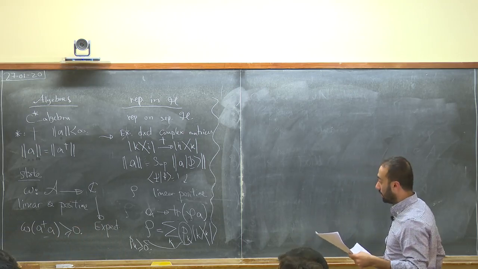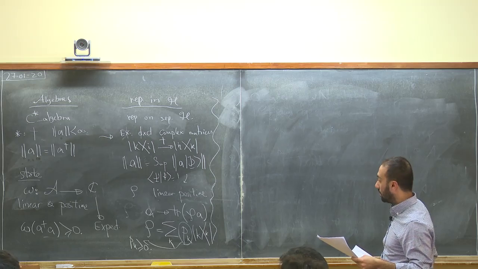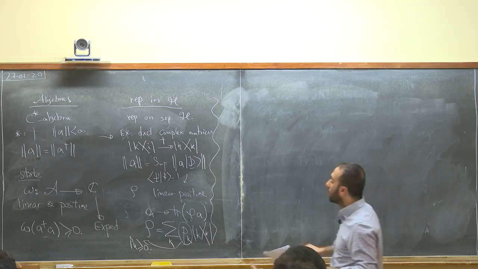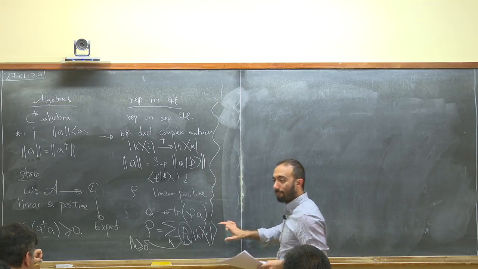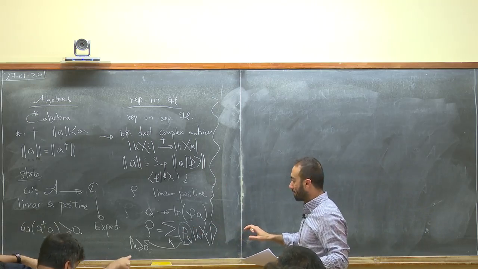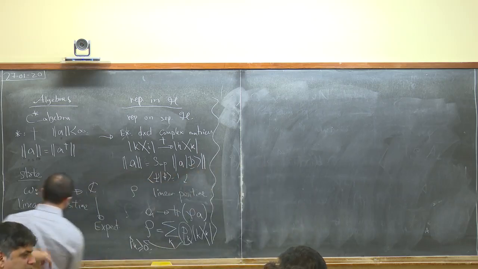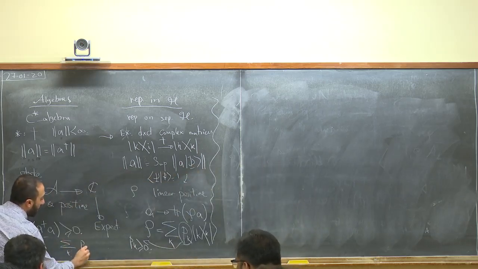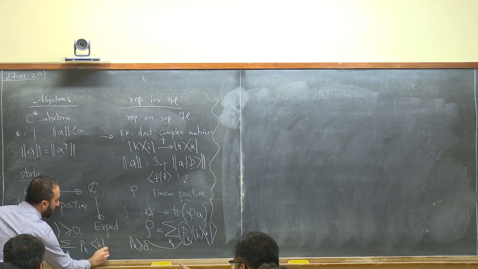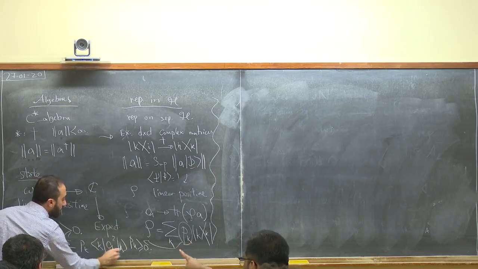Sorry, A is not rho. Omega is positive. So suppose rho is this. Now put your operator in, and it's going to become like this, summed over K. For all A, omega of A dagger A is greater than 0. So this positivity is a property of omega, right?